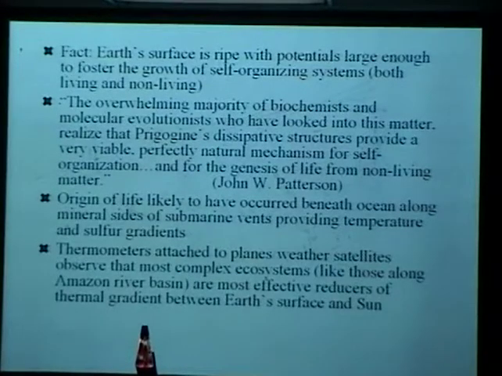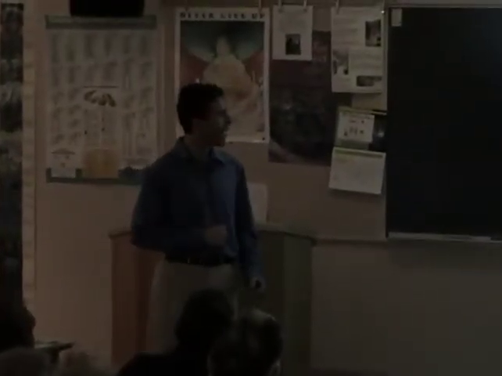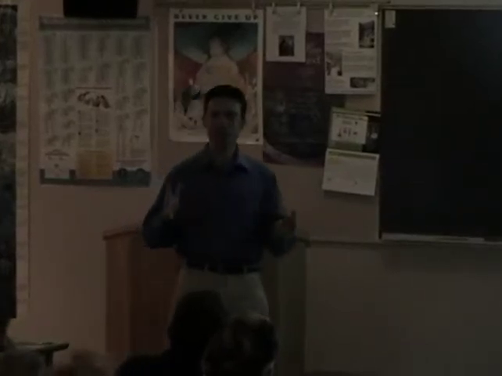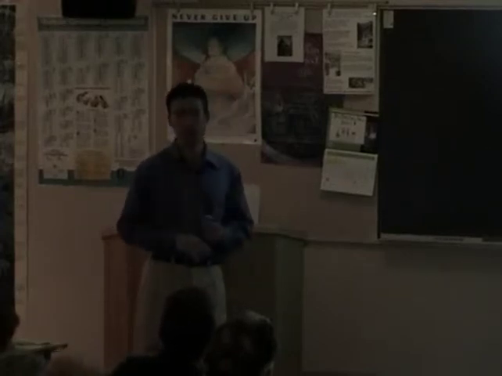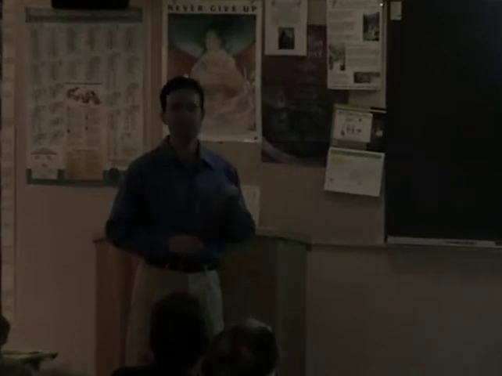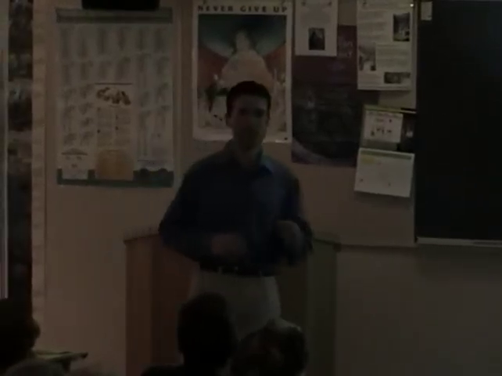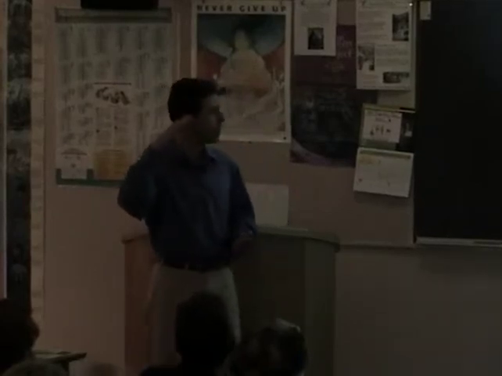This is very fascinating, I think. When they fly weather satellites and airplanes up in the atmosphere and measure temperatures, what they find is that where you have some of the world's most complex ecosystems developing, some of the highest forms of order, the temperature is actually lower there. Why would that be so? Because those complex ecosystems, that high degree of organization, become very effective and very efficient at reducing the temperature gradient between the top of our atmosphere and the surface of the Earth.